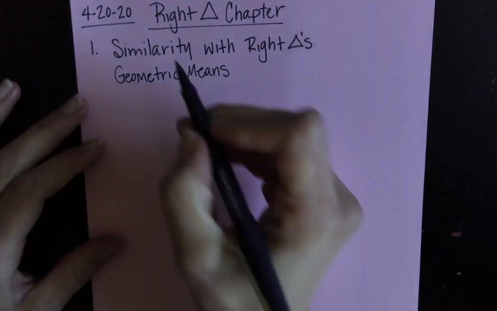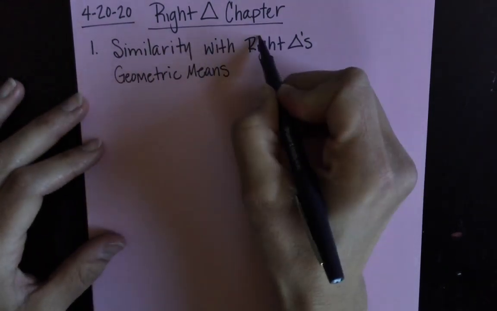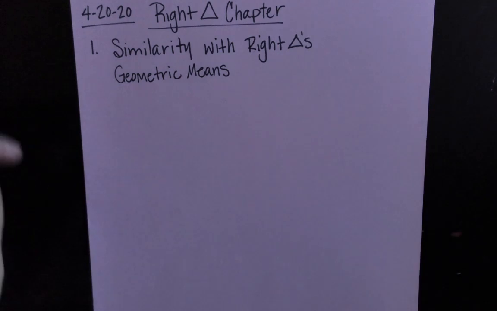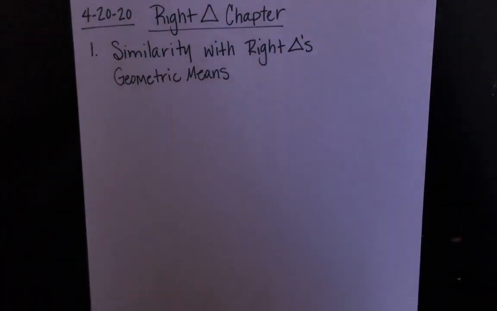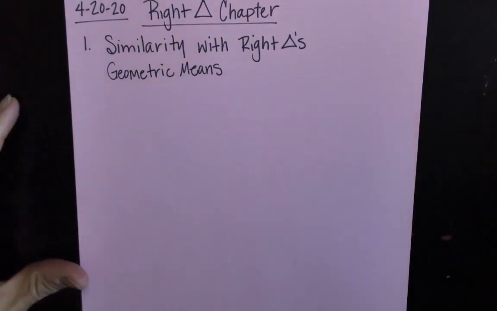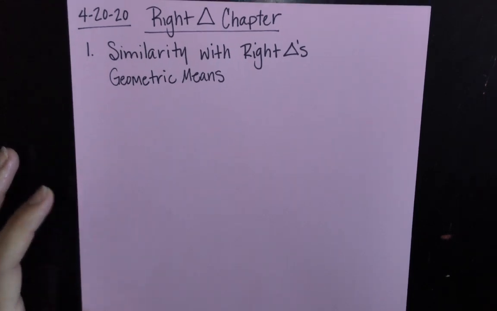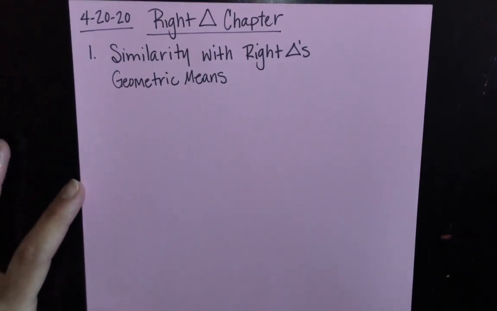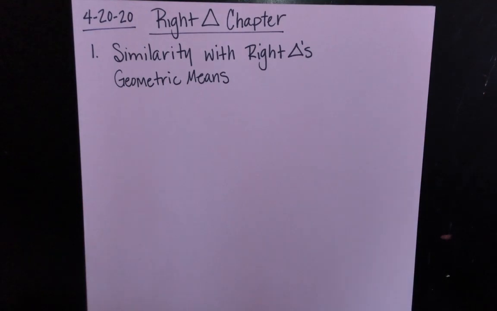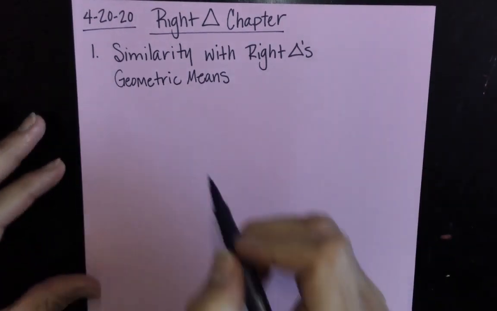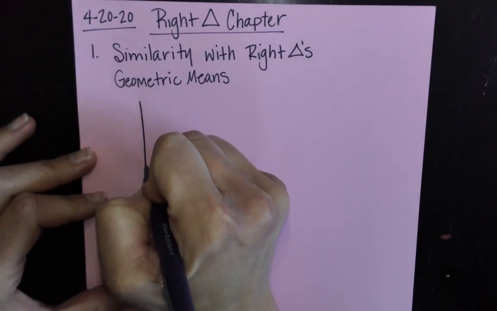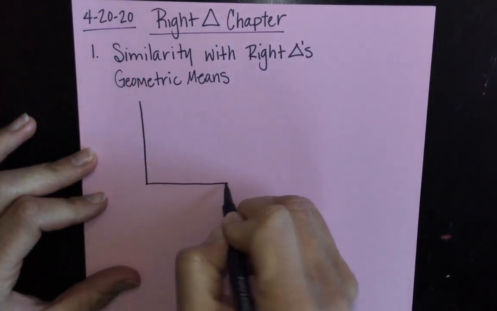I do suggest today that you work with me and draw these as we go so that you can kind of get a feel for what we're doing. We're going to look at this in a couple different ways, so I want to make sure that you're following along as we go. So the first thing that I would like everybody to do is I would like you to draw a right triangle.